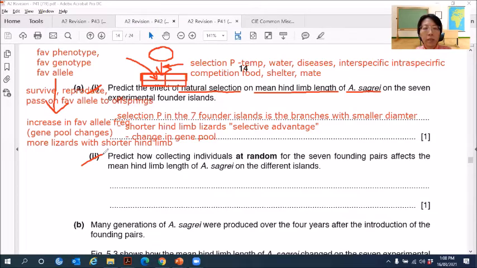Predict how collecting individuals at random for the 7 founding pairs affects the mean hind limb length of the lizard on different islands. So they went to the original population, right? Sorry, the original island. They choose one of the islands and they randomly collect individuals. It's like you put the trap in different areas. Remember the pitfall traps? So they could have caught them by pitfall traps, okay? Remember pitfall traps, you dig the hole there and then you let them fall into the hole.